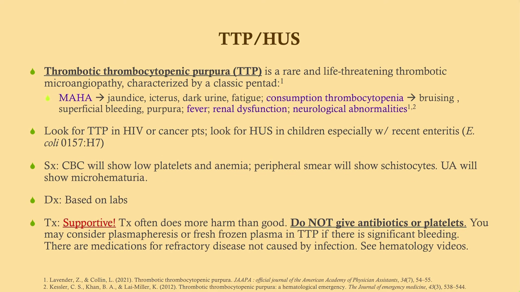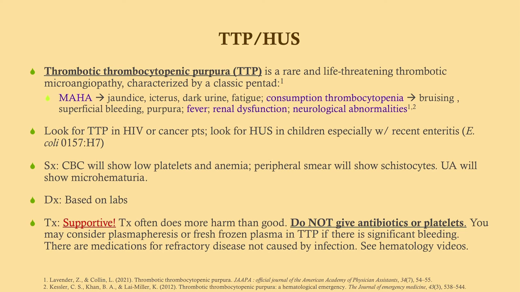TTP and HUS I go over in my hematology videos, but this is a pentad. You have microangiopathic hemolytic anemia, which leads to jaundice and fatigue. You have a consumption thrombocytopenia, which is basically due to the platelets sticking together and you can't get them separated. So you have a lot of platelets in your blood, but they're all clumped up together. That can lead to platelet-type bleeding. You can also have fever, renal dysfunction, and neurological abnormalities.